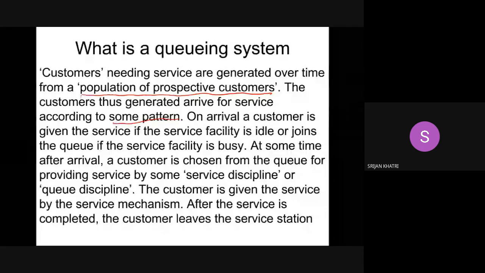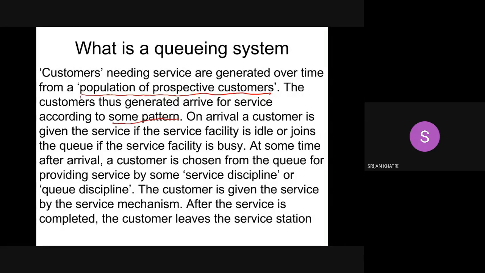So now there is a queue, and whom you have to give the service, you have to decide. So we have to follow some service discipline or queue discipline. The customer is given the service by the service mechanism. After the service is completed, the customer leaves the service station. So that is the situation of the complete queuing system. Now we will study all these technical terms one by one.